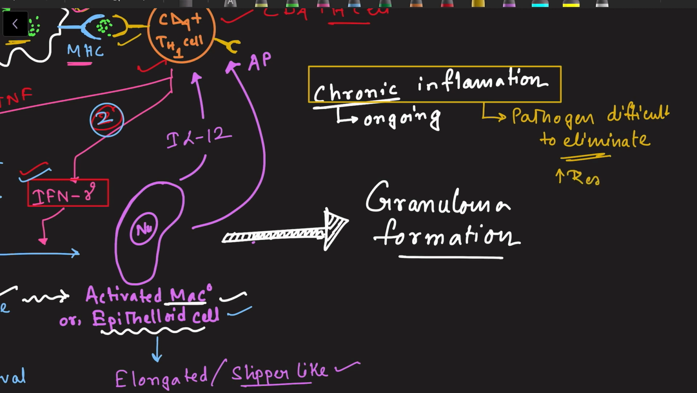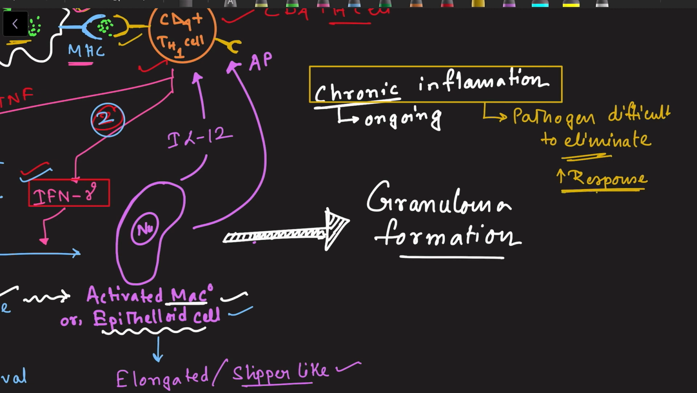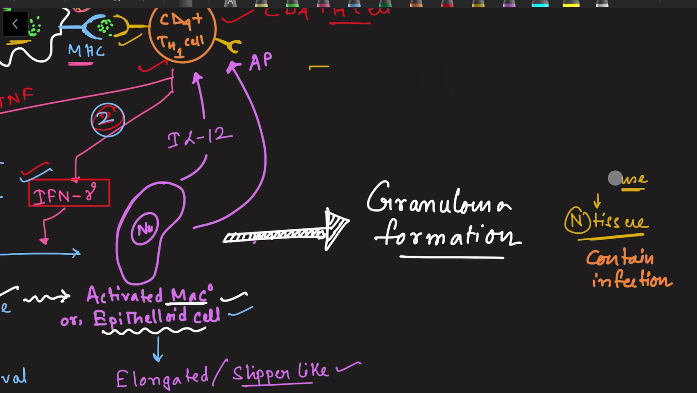Since it is difficult to eliminate, my immune response starts increasing. Since the pathogen can't be eliminated, my immune response keeps increasing, so much so that instead of damaging the pathogen, it starts damaging my normal tissue. So now this is a harmful condition. In that case, the body tries to contain the infection rather than trying to remove the offending agent. So that is why chronic inflammation takes place.